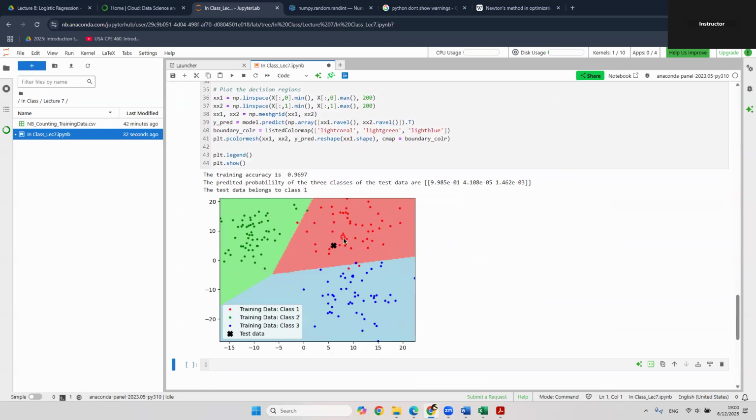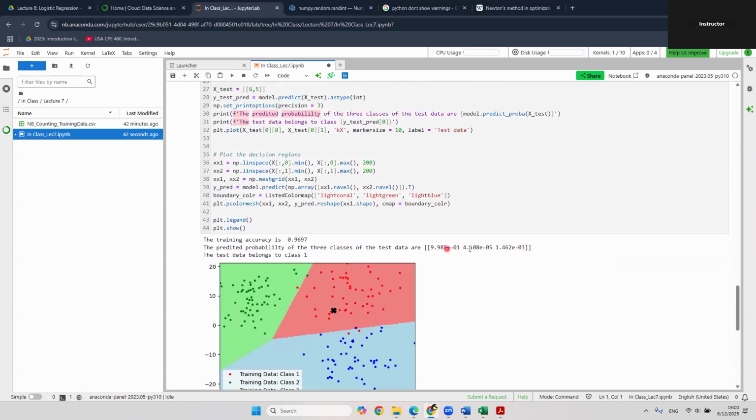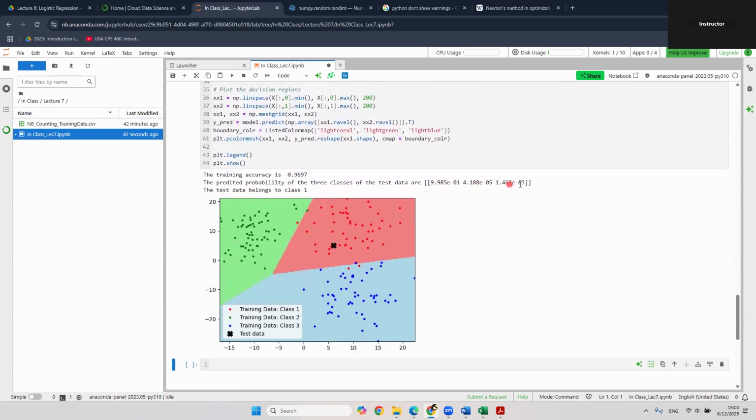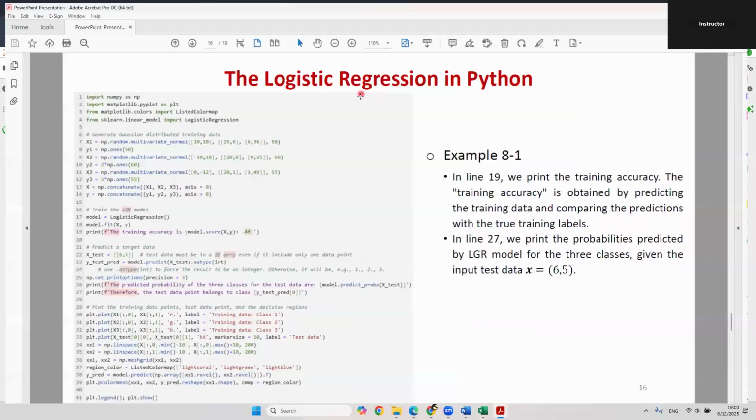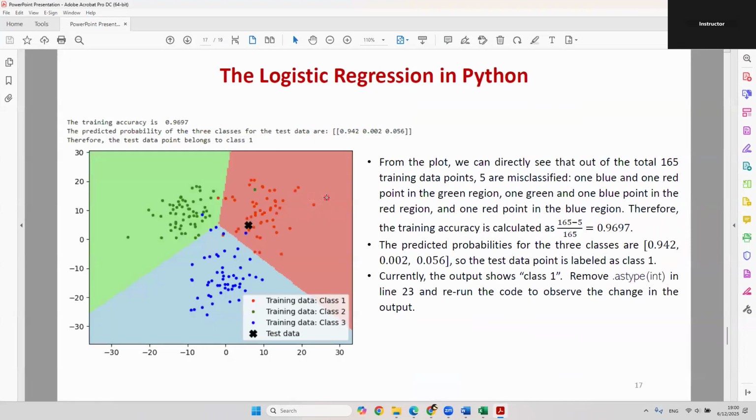So here you can see, first of all, this is 0.9985. You can see that this one dominates. And hence the test data must be what? Must be this class one, you see? Because all other things are very small. You can run different times because we get random data. Similar things, we can see this is 0.9475. All others are very small numbers. And let's have a look at our slides to introduce more things here.